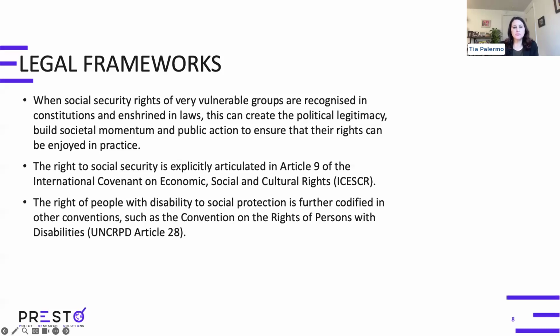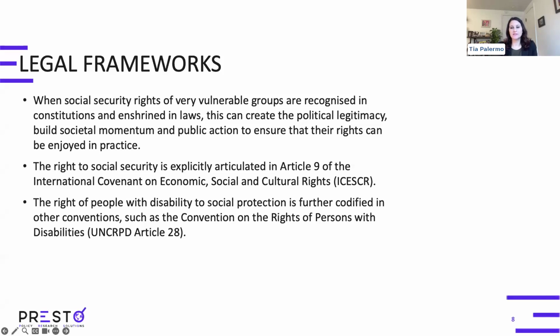So when social security rights of very vulnerable groups are recognized in constitutions and enshrined in laws, this can create the political legitimacy, build societal momentum, and public action to ensure that their rights can be enjoyed in practice. The right to Social Security is explicitly articulated in Article 9 of the International Covenant on Economic, Social, and Cultural Rights.